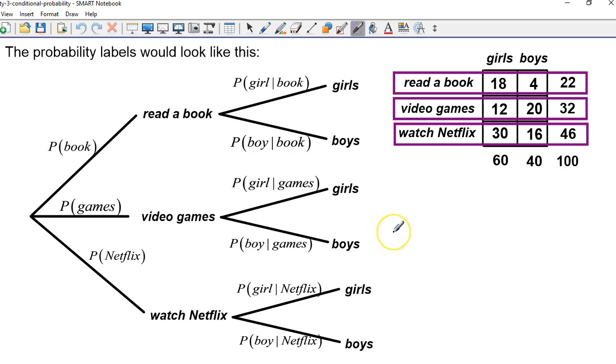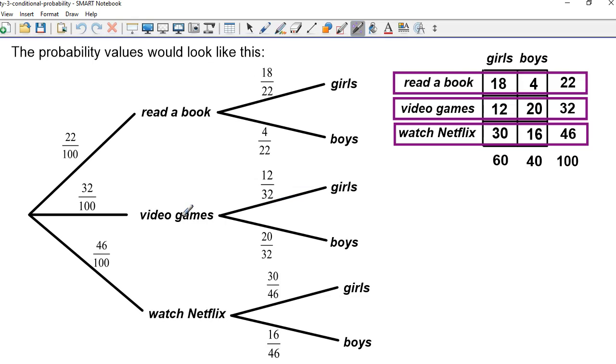And if we were to put probabilities in, now the probability of book or probability of games or probability of Netflix would be the simple probabilities, and the conditional probabilities would be of the form, for example, this one, the probability of being a girl given the condition that you like video games. So there's really no reason why one or the other would have had to be first. Okay, probability values, if you wanted to know, filled in, they look like this. You could pause the video and take a look for yourself.